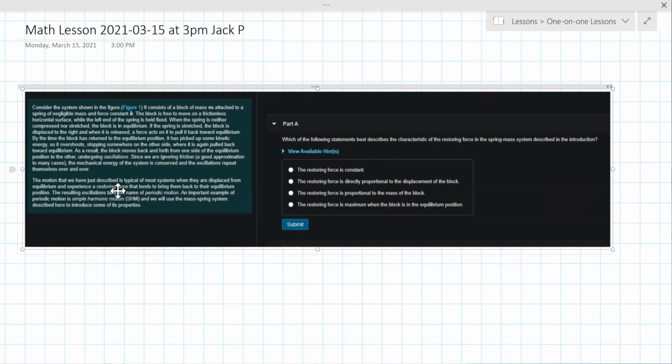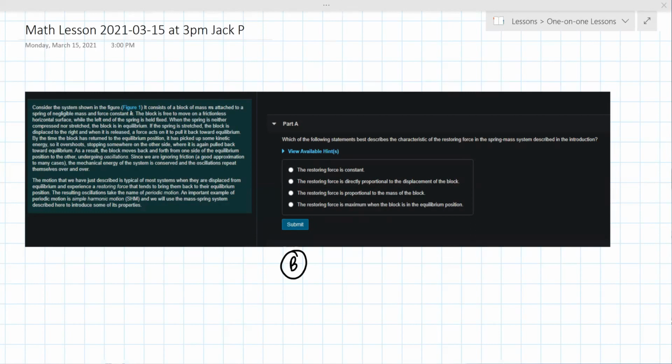The restoring force is what brings the spring back to its initial position. It seems like it's not constant. I could probably say that for sure. Let me get back to where I can look up a reference for this. It overwhelmingly says restoring force is directly proportional to the displacement of the block. It looks like it's B there.